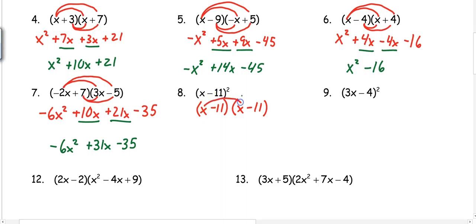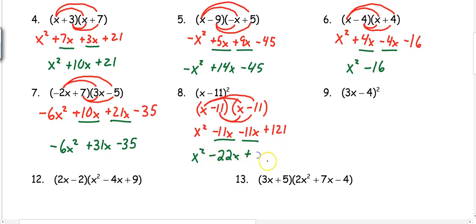So now x times x is x squared. X times negative 11 is minus 11x. Negative 11 times x is negative 11x. And negative 11 times negative 11 is plus 121. So again, we have x terms, negative 11x minus 11x. Remember that these have the same sign, so they're not going to cancel out. They're actually going to double. So this becomes x squared minus 22x plus 121.